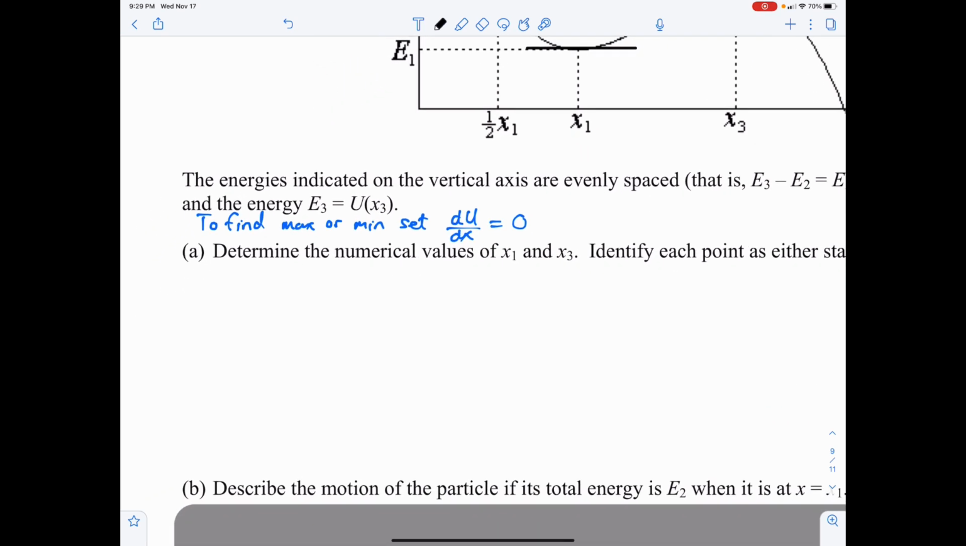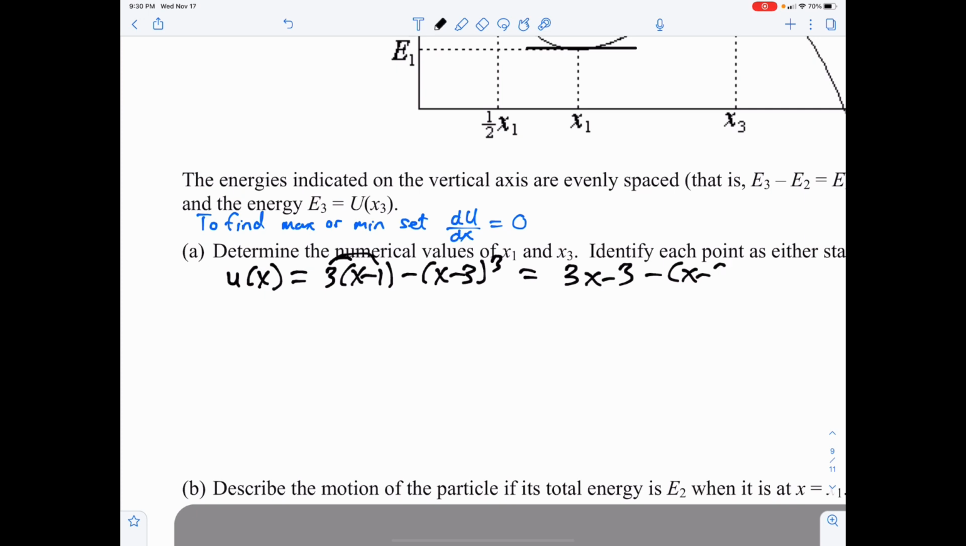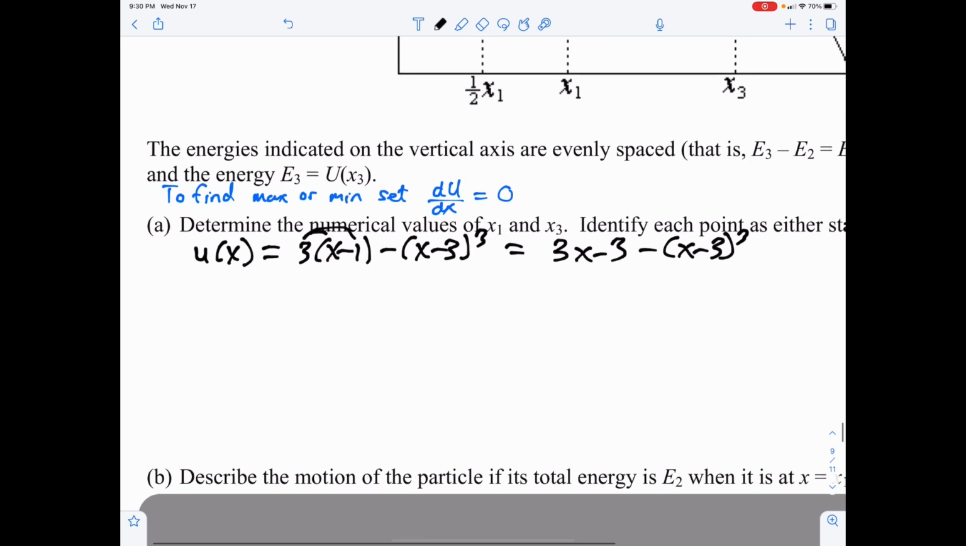We're going to have the original u function, so we have u of x is equal to 3 times the quantity x minus 1 minus (x minus 3) cubed. Now I'm going to distribute the first part to get 3x minus 3, but I'm going to leave the last part alone because when I derive the last part, I can use the chain rule. I don't want to have to split this up into x minus 3, x minus 3, x minus 3, and distribute all of that. That's extra work. Chain rule helps you derive the outside function and then times the derivative of the inside function. That's much, much faster. Okay, so let's derive this thing.